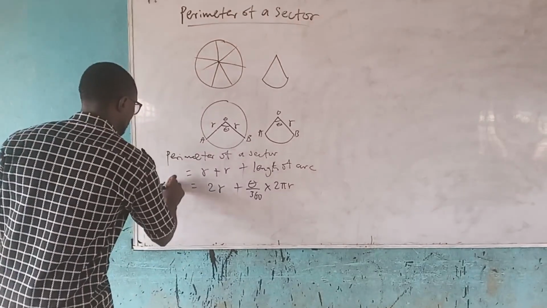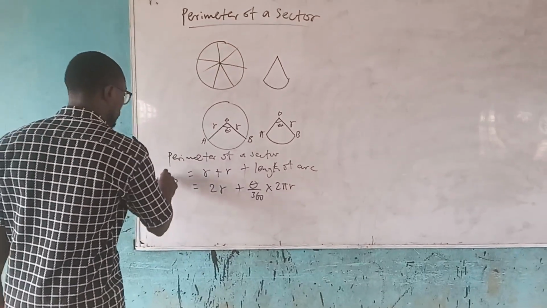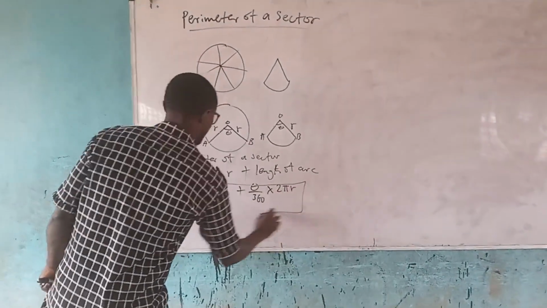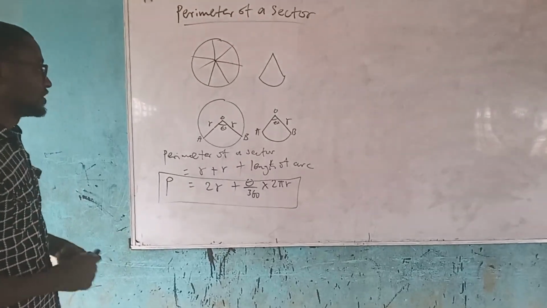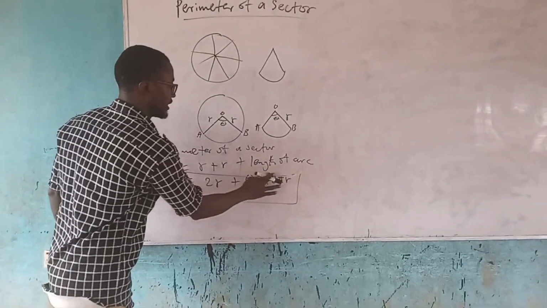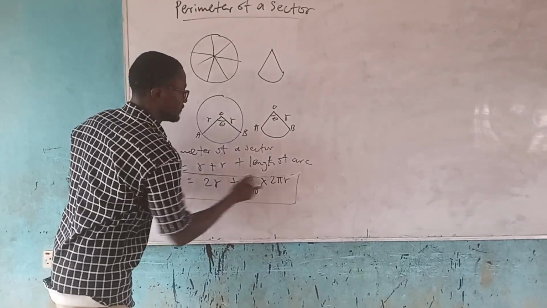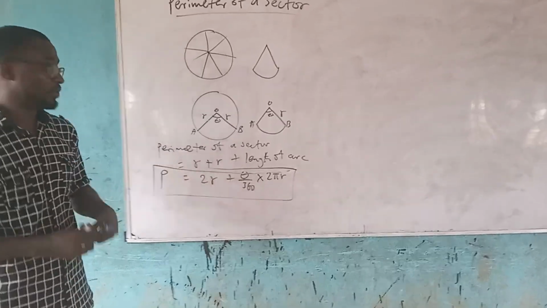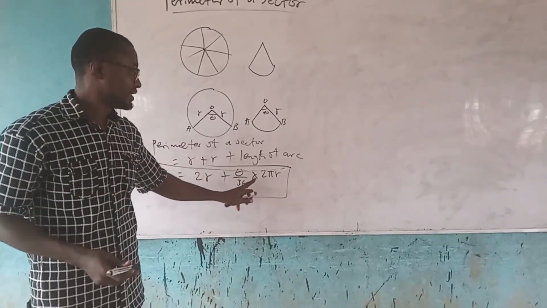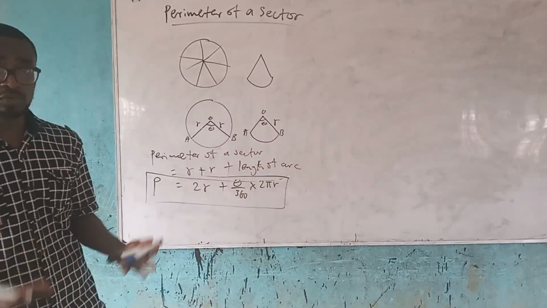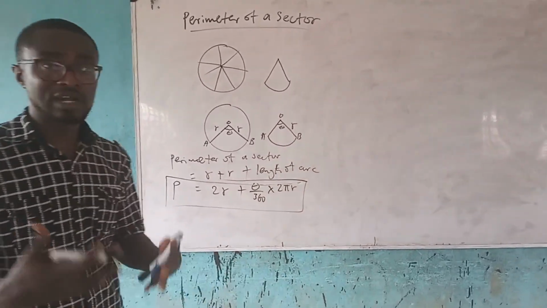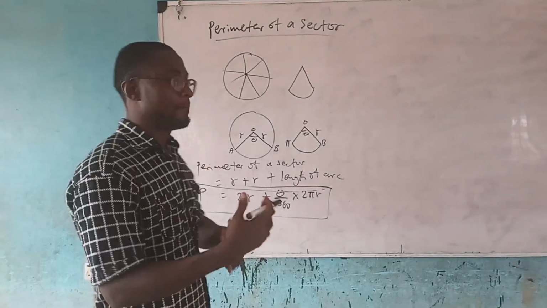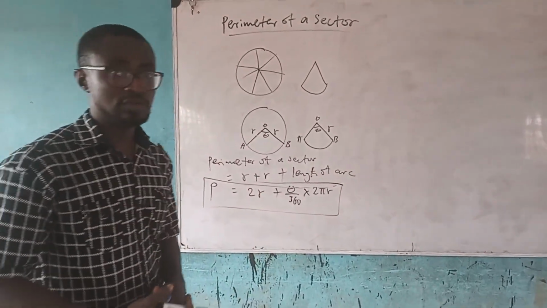r. So this formula you are seeing here now is what we refer to as the perimeter of a sector, okay? So the whole of this formula you are seeing, which is 2r plus theta over 360 times 2 pi r, is what is said to be the formula for calculating the perimeter of a given sector.